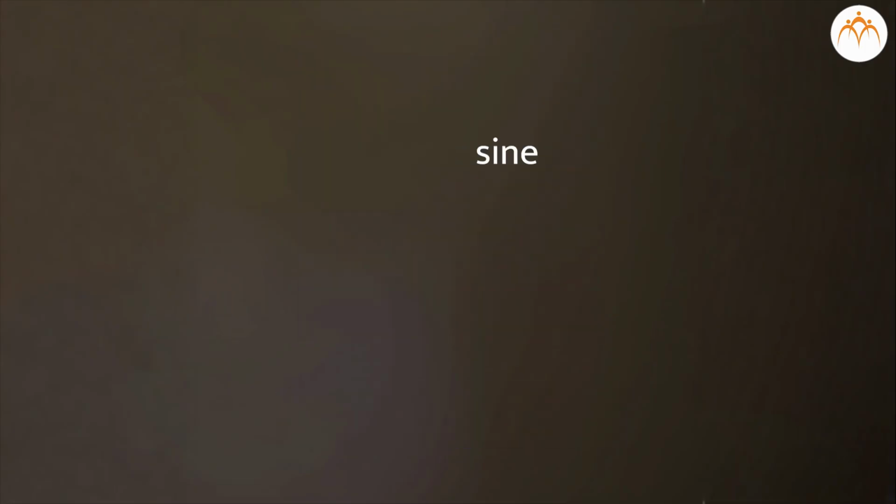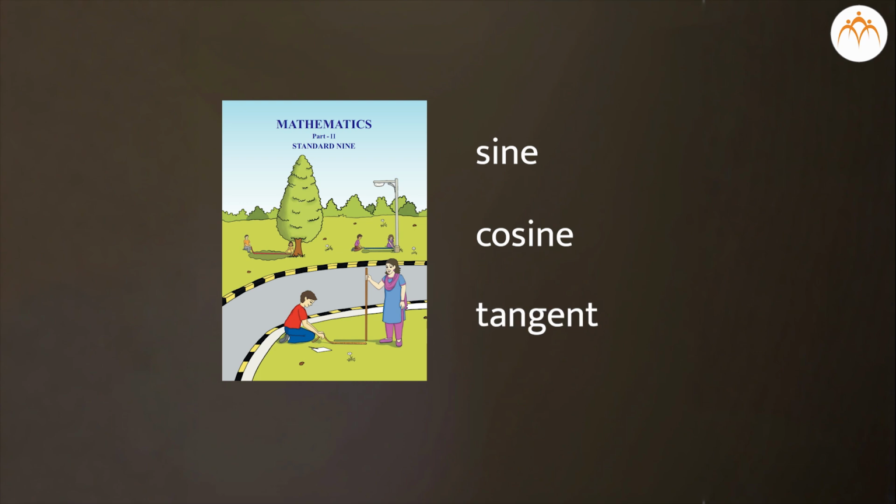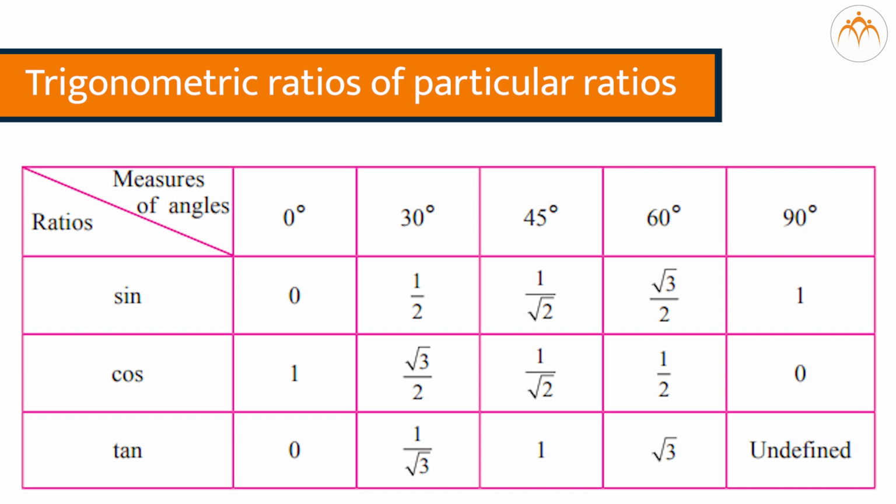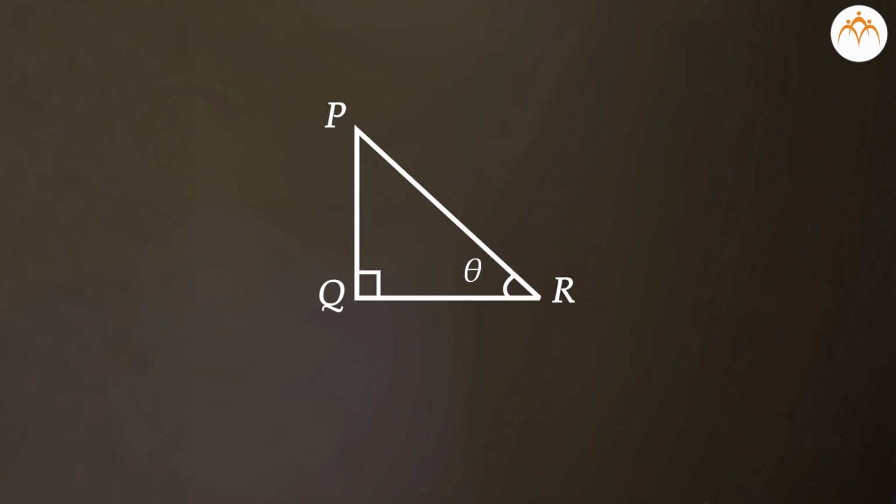We have learned the trigonometric ratios sine, cosine, and tangent in the 9th standard. We have also studied the values of all three ratios for 0 degree, 30 degree, 45 degree, 60 degree, 90 degree angles and the relation between the ratios. Let's revise it. Observe this diagram.